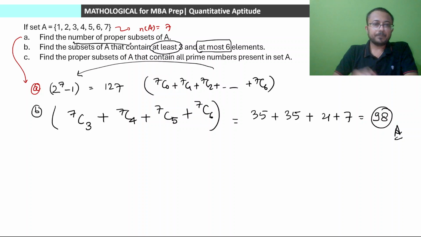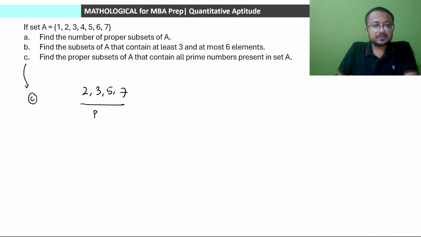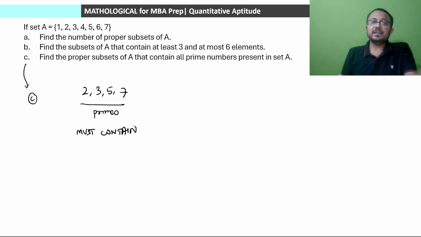Okay. Now last part, part C. Part C is saying find the proper subsets of A that contain all prime numbers present in set A. So 2, 3, 5 and 7, these are the primes. So these must be there in the subset. So all subsets for part C must contain 2, 3, 5 and 7.